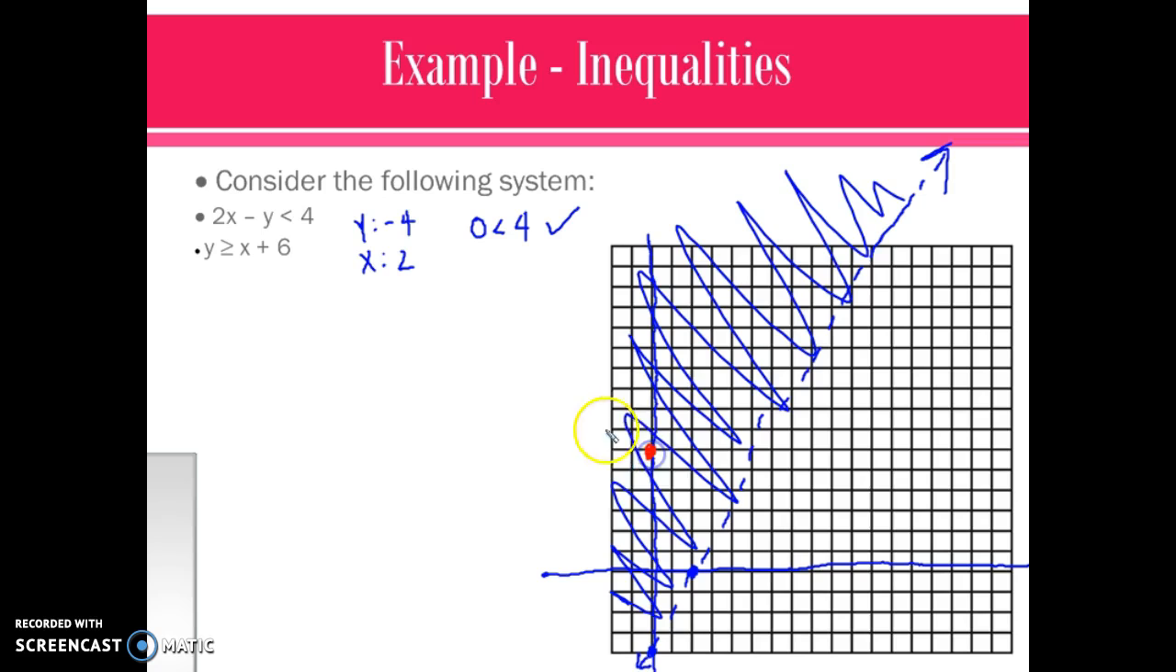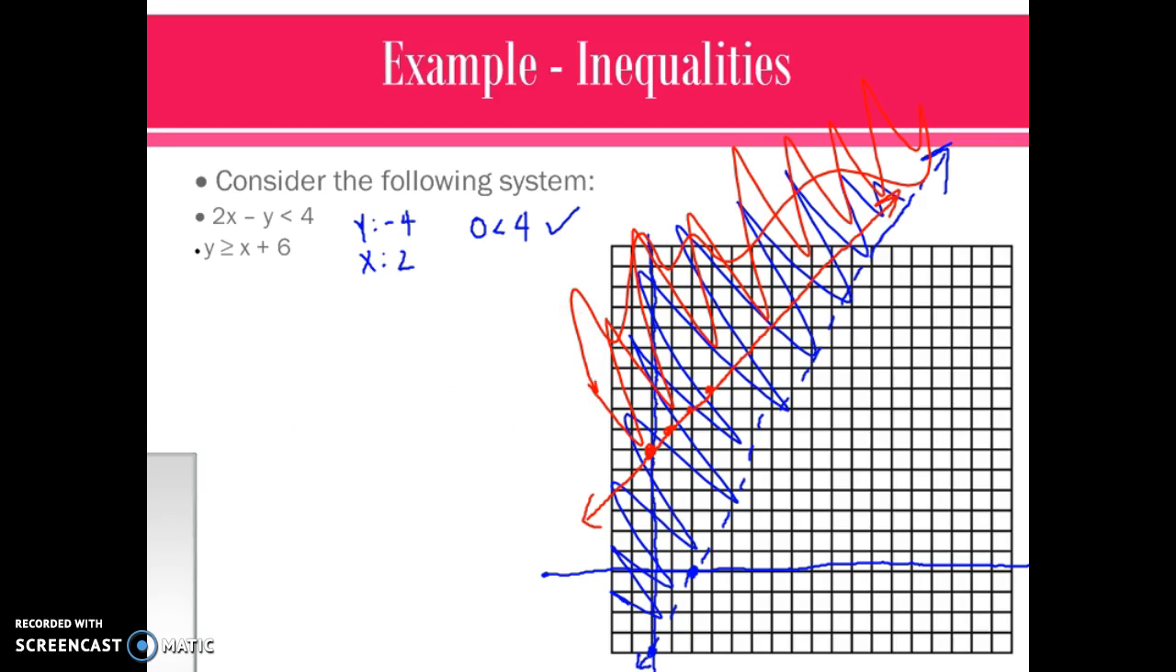Then for the second equation, it's in slope-intercept form, so I'm going to go up to 6 right there. And then my slope is up 1 over 1, so I get a couple points. This one's a solid line because it's or equal to. And then for this one, I want all the y's that are bigger, so I'm also shading above.